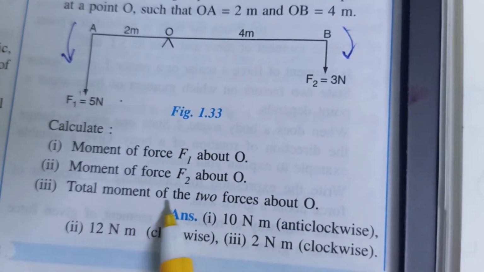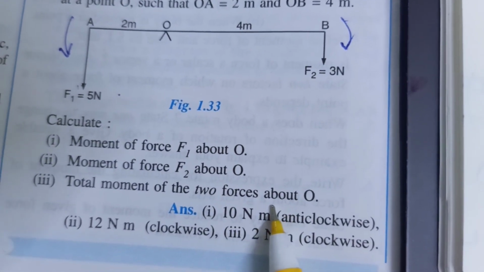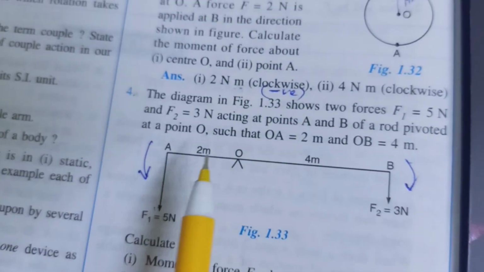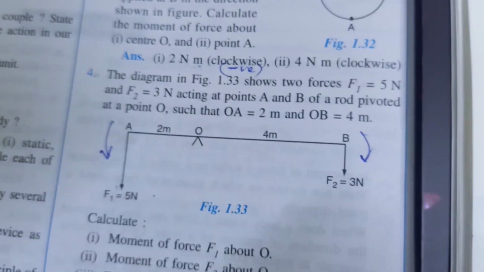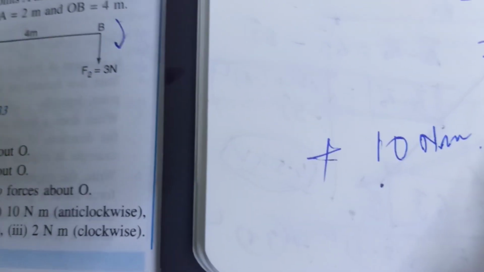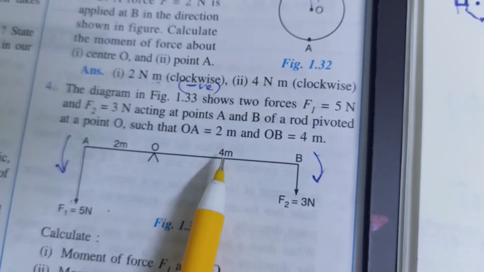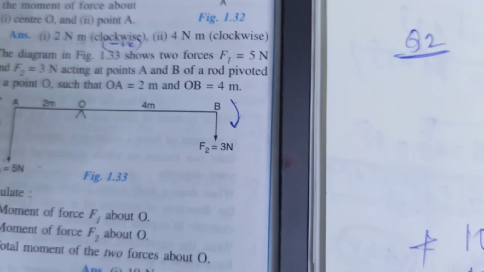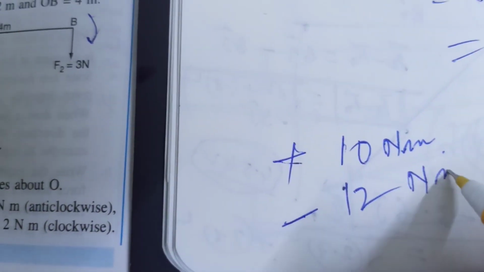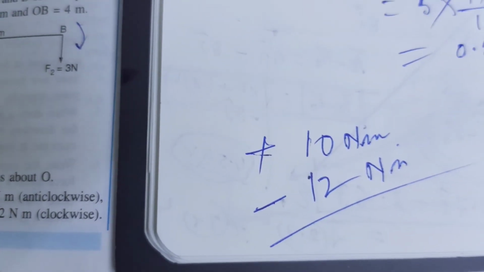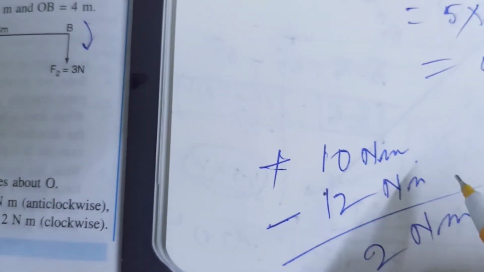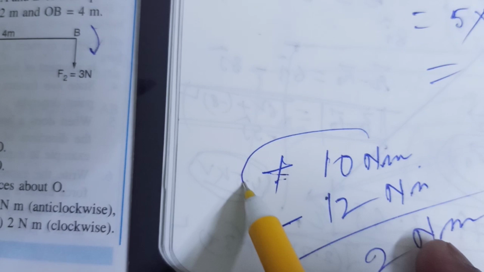And the total moment of the two forces. This is the vital point. Total moment. So 10 Newton meter, this is the first moment about O, and this is anti-clockwise. So anti-clockwise means positive. And for the next, this is 3 into 4. 3 into 4 means 12. But 12 is clockwise. Clockwise means negative. So if we add these, then we get 2 Newton meter, but this is positive.